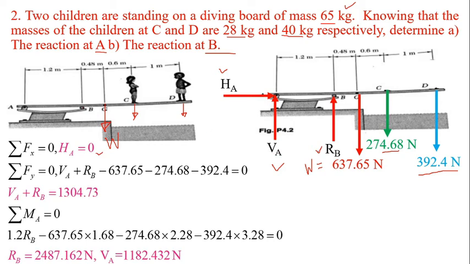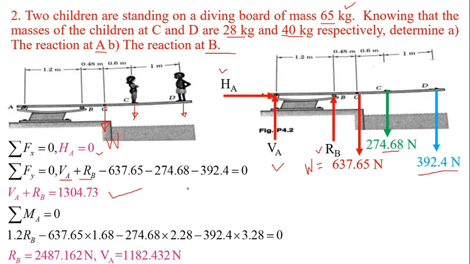Let us apply summation Fy is equal to 0. VA plus RB minus 637.65 minus 274.68 minus 392.4 is equal to 0, and therefore, VA plus RB is equal to 1304.73. This is our first equation.